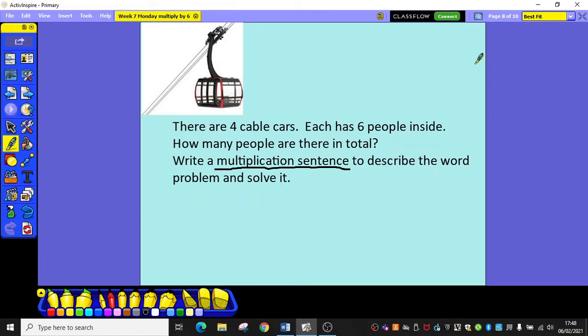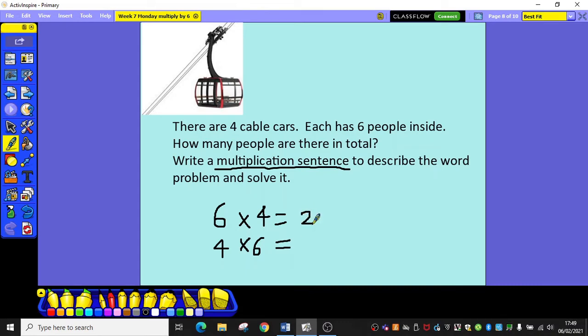However, we need to be really clear about what it is we need to do to solve the problem and what is our multiplication sentence that's needed. So I've already told us that we're going to use multiplication to solve the problem. So 4 cable cars, 6 people inside. Well, mentally for myself, I tend to think of the 6 people in each cable car, and then that's multiplied 4 times. Now, some people might read this then as 6 lots of 4, but we know that we can do this in any order. So I can just switch this around, which allows me then to think of 4 lots of 6.